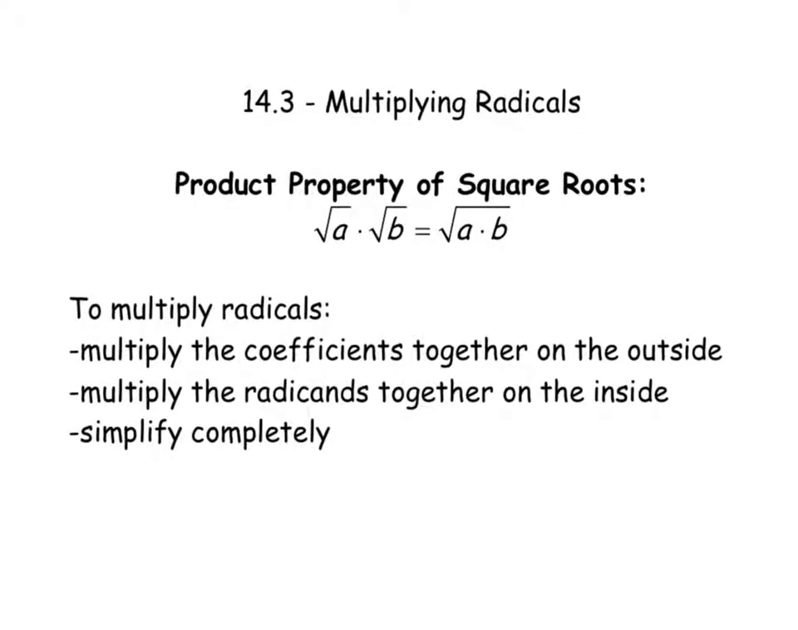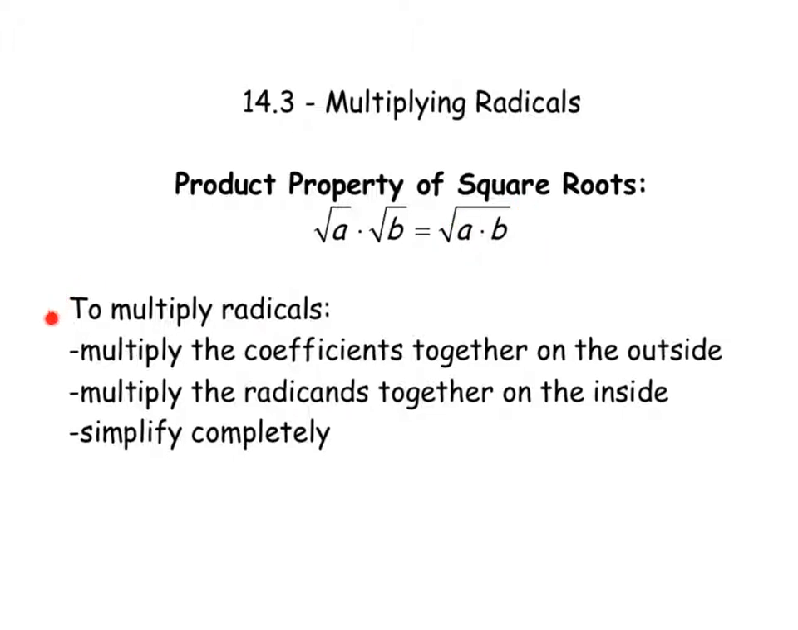Today's lesson is on multiplying radicals. So get out your notes, your notebook, and let's work some problems. All right, you can see that we have the product property of square roots. The product property of square roots states that if you have the square root of a times the square root of b, you can just multiply a and b together and put them both under the radical. And that's what we're going to be doing.